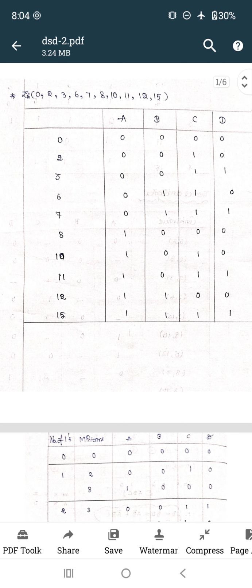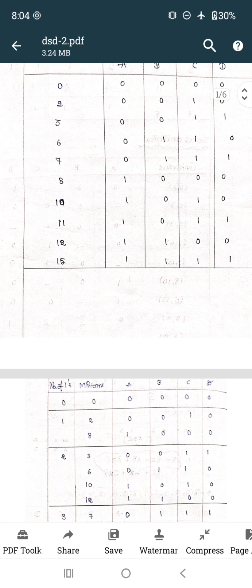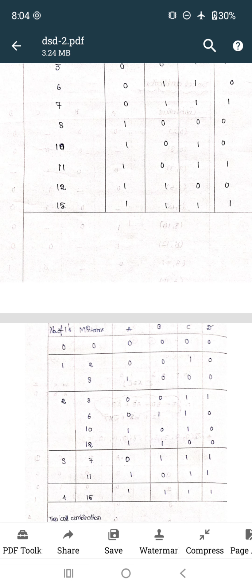For 7 it is 0, 1, 1, 1. For 8 it is 1, 0, 0, 0. For 10 it is 1, 0, 1, 0. For 11 it is 1, 0, 1, 1. For 12 it is 1, 1, 0, 0. For 15 it is 1, 1, 1, 1. So the binary representation for the given function is given in the table.